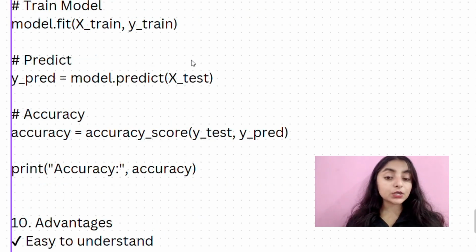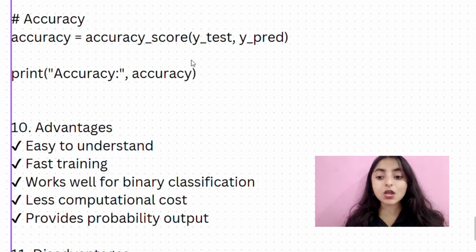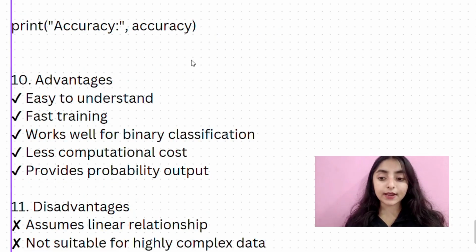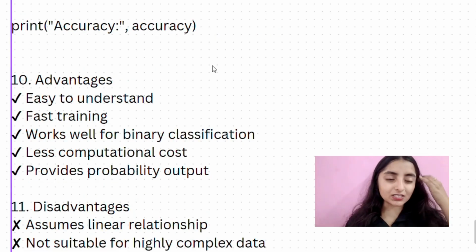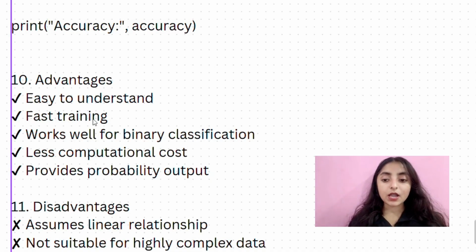Now we are going to see the advantages and the disadvantages of logistic regression. Advantages: it is easy to understand. It is very easy to understand. It just classifies in the model, right? And it is also very similar to linear regression. We need to change only logistic and linear regression and some of the libraries. Otherwise, all the syntax is the same.